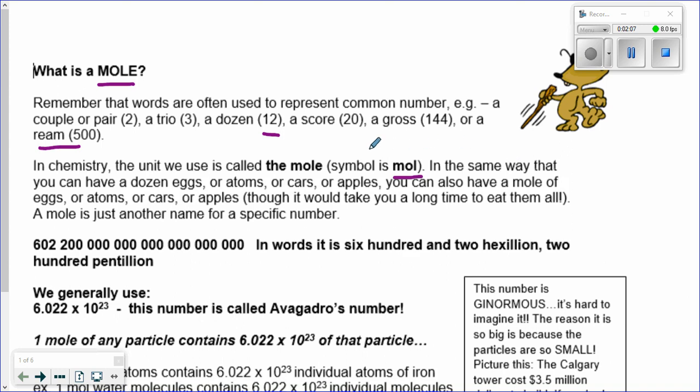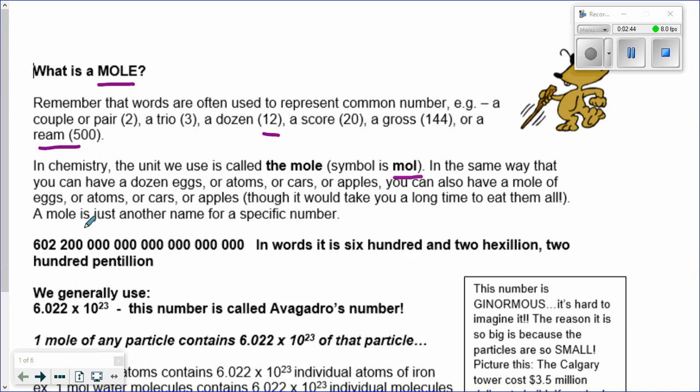In the same way that you can have a dozen eggs or atoms or cars or apples, you can also have a mole of eggs or atoms or cars or apples. Though it would take you a very long time to eat 1 mole of apples, a mole is just another name for a specific number. This one is so hard to visualize, and this is one where I like being at school because I can show you what 1 mole of water actually is. I can show you what 1 mole of table salt actually is. It's representing the same number of molecules of something.